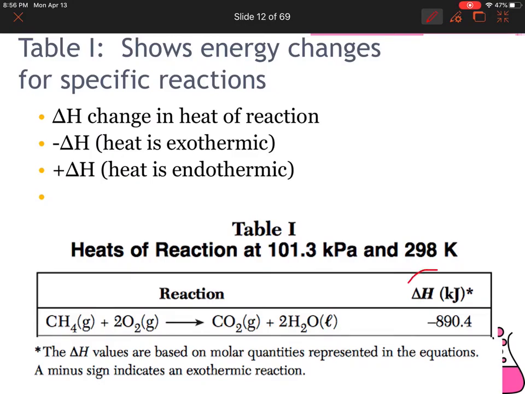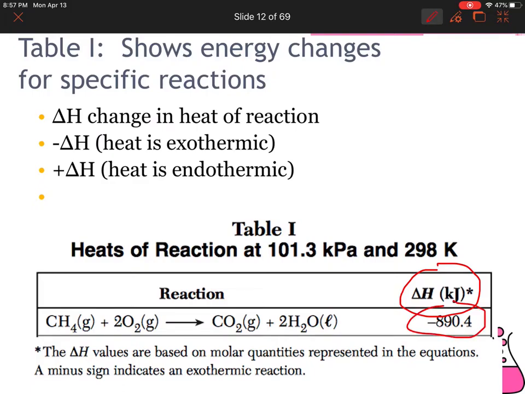So on Table I, you'll notice that delta H is over on the right-hand side of the table, and it's measured in kilojoules. Now, delta H, the number is important here, but the sign is also very important. We can have a positive delta H or a negative delta H. A negative delta H tells me that heat is exiting, heat is leaving, heat is being released. So that's an exothermic reaction. A positive delta H tells me heat is being added or absorbed. So that's an endothermic reaction. That's how we're going to read Table I. So if I look at what's given here, they give me this first reaction and they tell me that the delta H is negative 890.4.